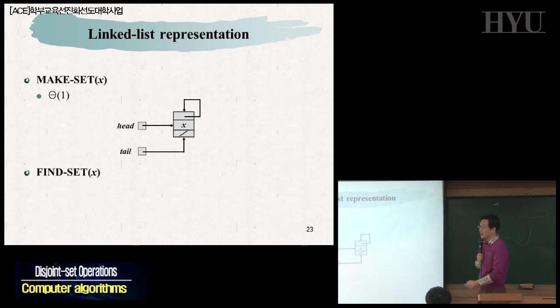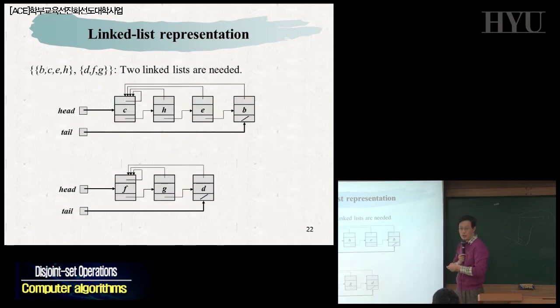How about find set? In this case, it's simple, so let's get back to the general case. Find set of E takes constant time. Why? We just follow this pointer and return C as the result. So, thanks to these pointers, we can find the representative member in constant time. Okay?